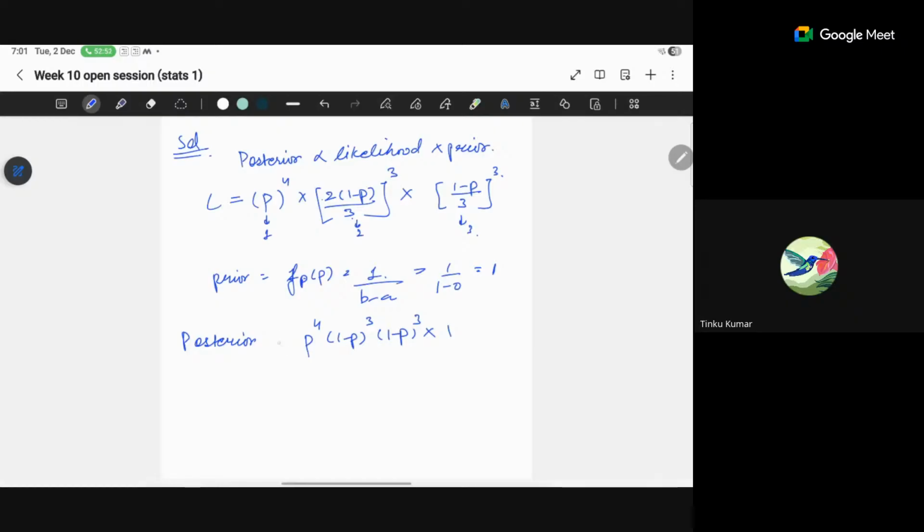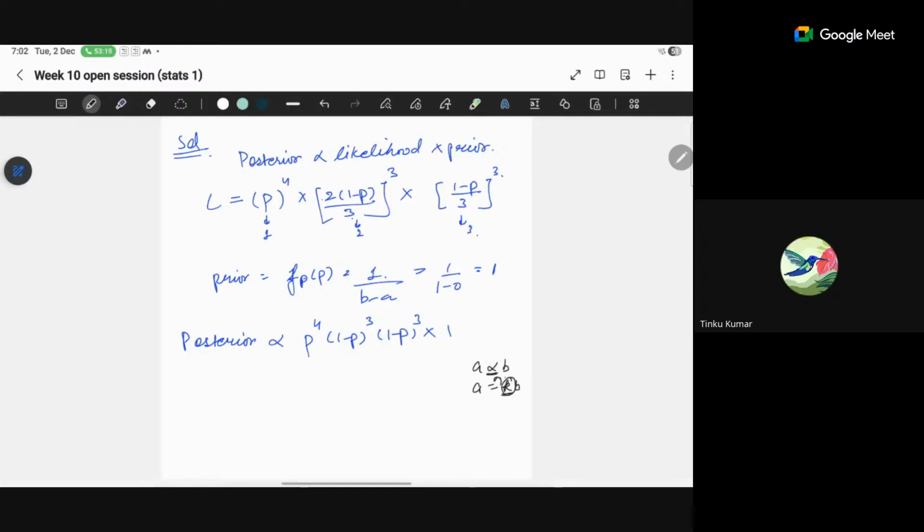Why 2 by 3 is not included? That is what I told you. We are using a proportionality sign. If you remember, let's suppose A is proportional to B. If I have to change this proportionality sign into an equal to sign, I multiply by a constant K, right? Similarly, if I remove the constant, it will again change into a proportionality sign.